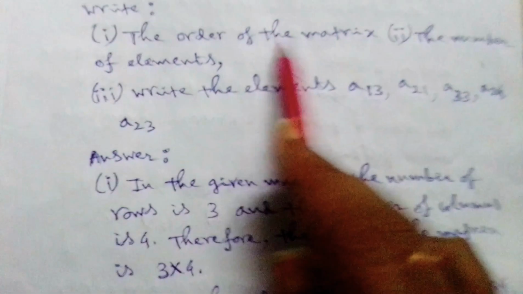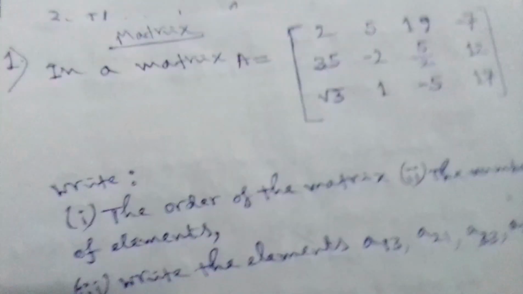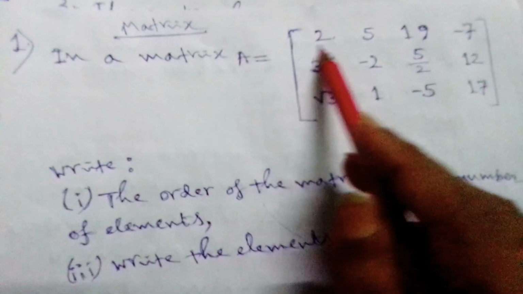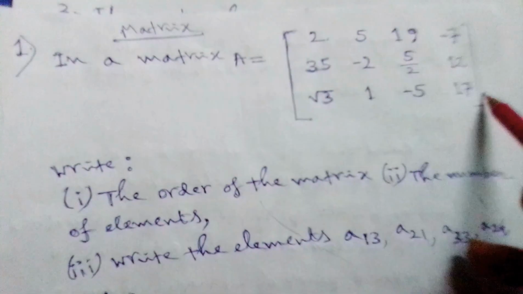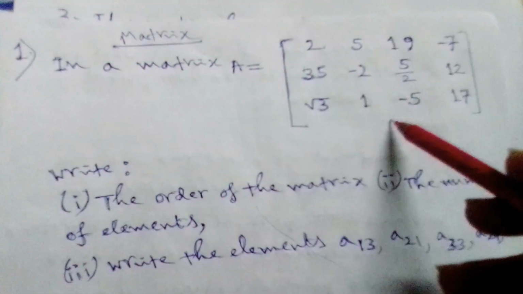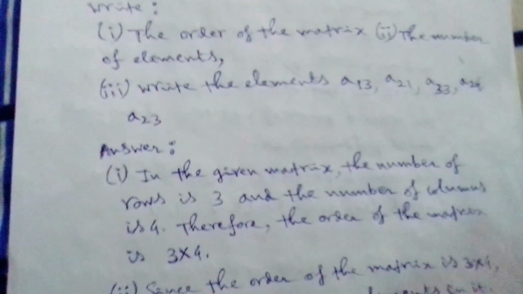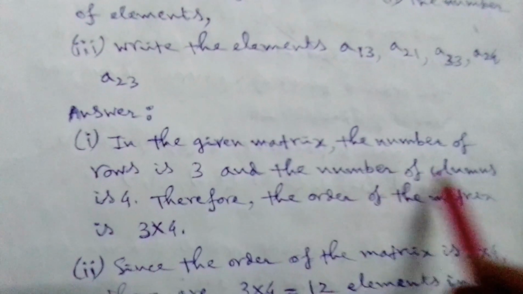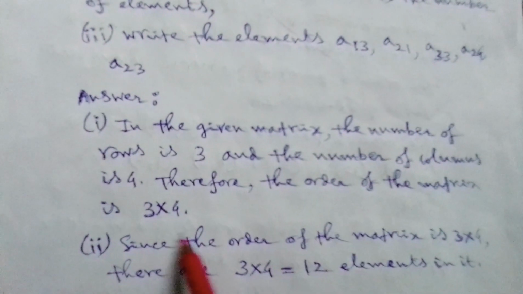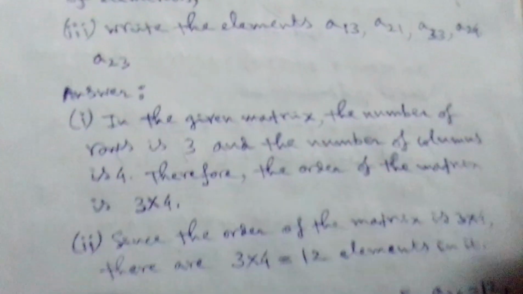If we consider the order of the matrix, we consider the number of rows. Here 1, 2 and 3, so 3 rows, and 1, 2, 3, 4, 4 columns. So the number of rows is 3, the number of columns is 4. Therefore the order of the matrix is 3 by 4. So that is the first answer.